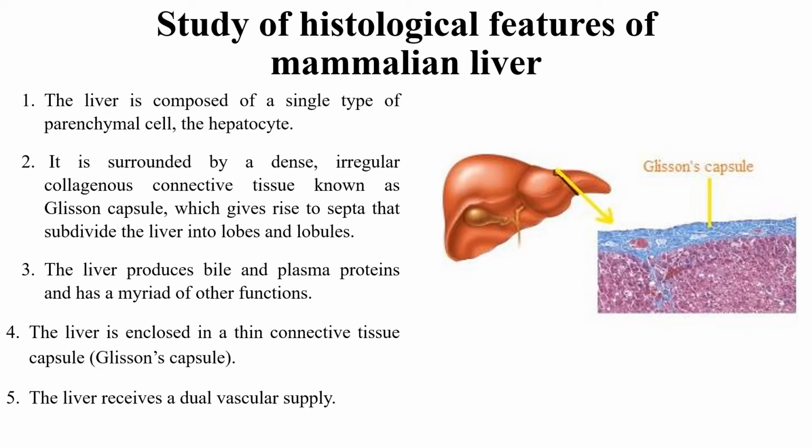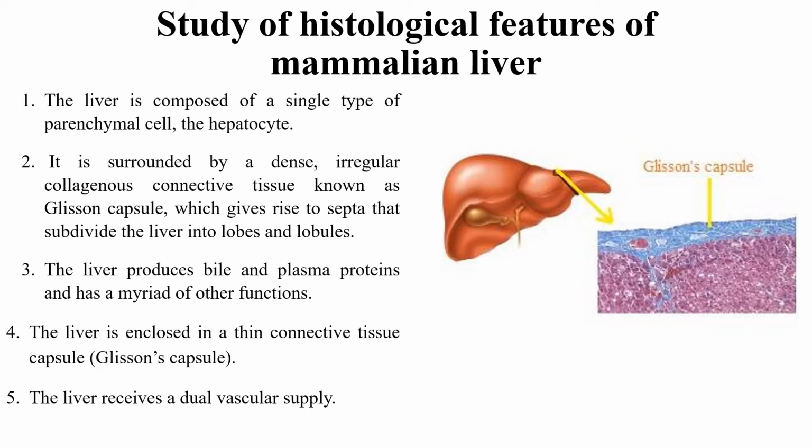The liver is surrounded by a dense, irregular, collagenous connective tissue known as Glisson's capsule, which gives rise to septa that subdivide the liver into lobes and lobules.